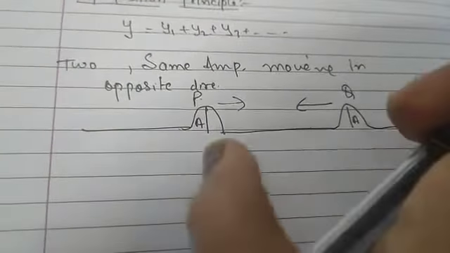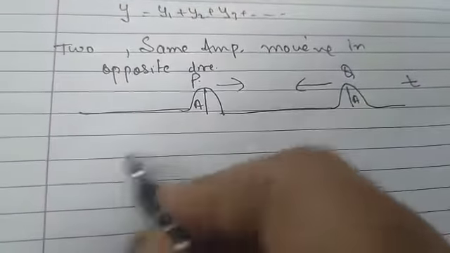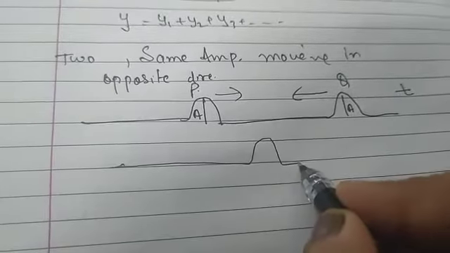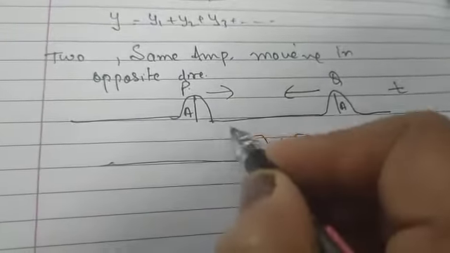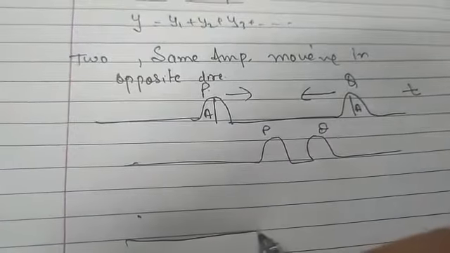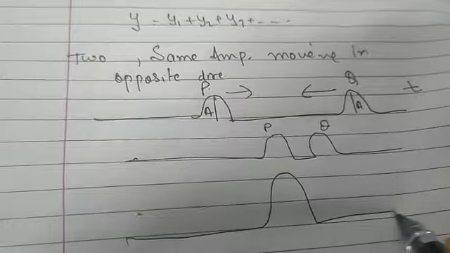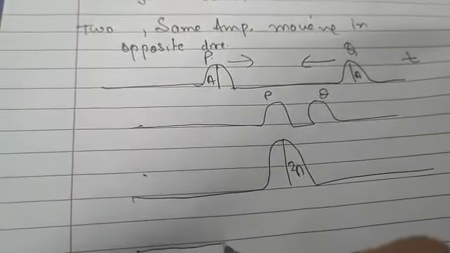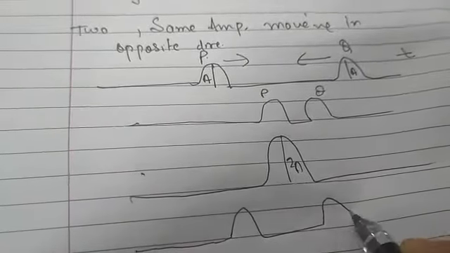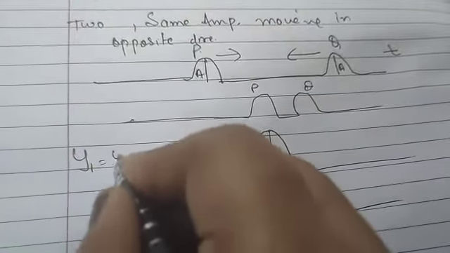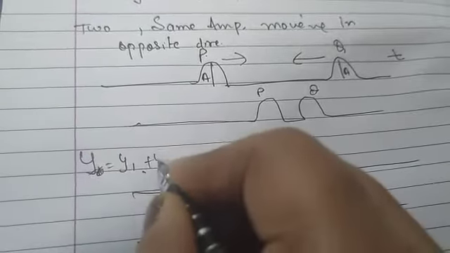After some time, since they are moving opposite to each other, they will superimpose. They will come closer to each other as shown. P will reach this point and Q will reach this point. After a later time, both of these superimpose and give a resultant wave of amplitude 2A. After that, Q will come to this side and P will come to this side, meaning they cross each other. So this is how superposition takes place, and in this case y is equal to y1 plus y2.